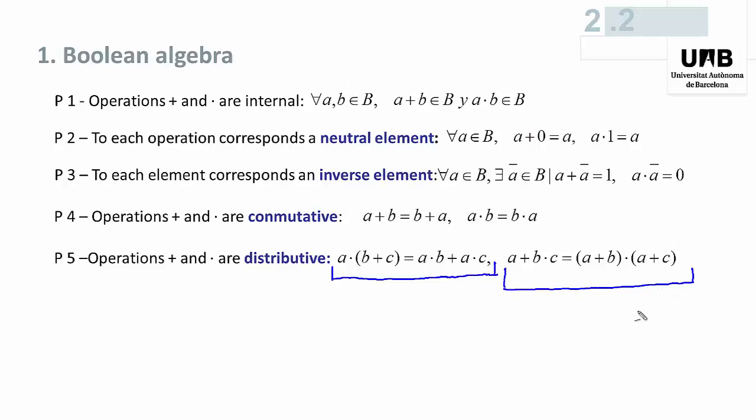As a matter of fact, all rules are symmetric in a Boolean algebra. Given some rule, if you interchange sum and product, 0 and 1, you get another rule.